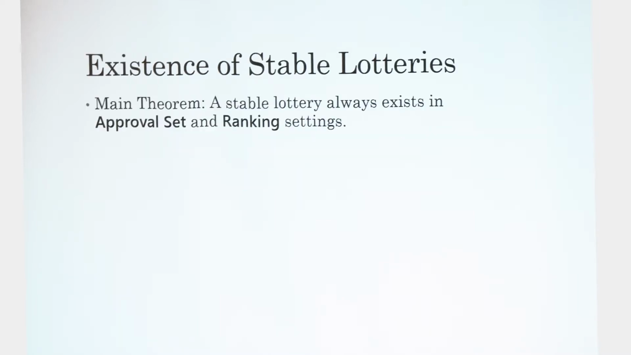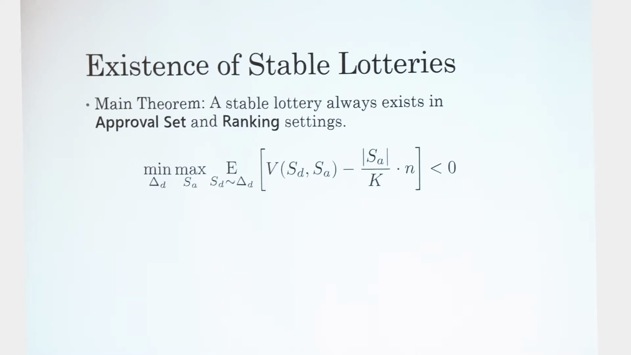So we want to ask whether a stable lottery always exists. Here is our main theorem. In the approval set setting and ranking setting, a stable lottery always exists. This is our formal theorem. We can think of our selected committee as the defending committee, and the coalition will form an attacking committee. So we will choose a distribution over defending committees, min over delta D, and the attacker will choose an attacking committee, max over S A, so that in expectation, the number of people who think the attacking committee is better is not of a large enough size.